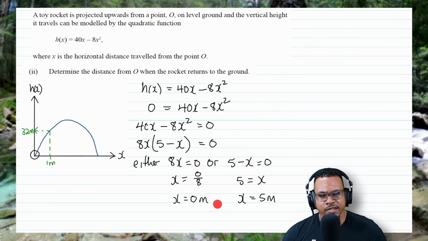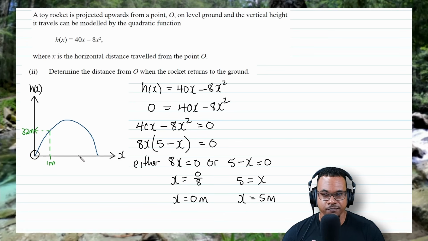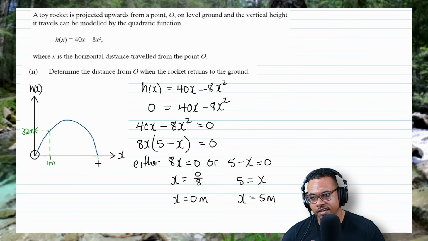All right, so we have our 2 answers, and I said the 2 answers will be where the rocket starts, right? Which we know its starting point is x is equal to 0, so that's this one here. And the next one will be where it ends. So the end point would be 5 meters. So it's 5 meters away from the origin. So this point here is 5 meters away from the origin.